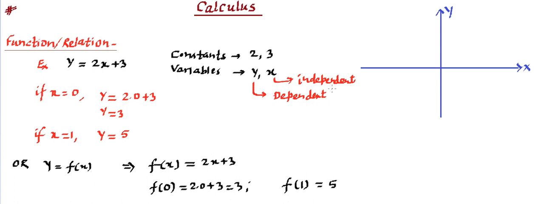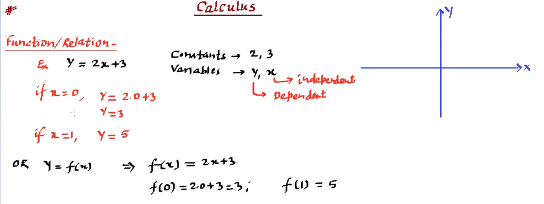There are two types of variables: dependent and independent. Independent are those whose values you can opt. Dependent are those that depend on the independent variable. Generally we will find one variable as independent and one variable as dependent. The same expression can be written in this form. When we write f in brackets x, that's called function of x. So y is a function of x.